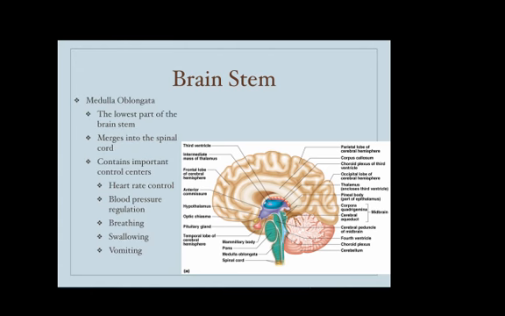So the medulla oblongata, that's down here, that's the lowest part of the brainstem, and it does merge into the spinal cord, so the two are right next to one another. And the medulla oblongata helps with a bunch of autonomic functions. So remember that autonomic are the things that are involuntary, things like heart rate control, blood pressure regulation, breathing, swallowing, vomiting.